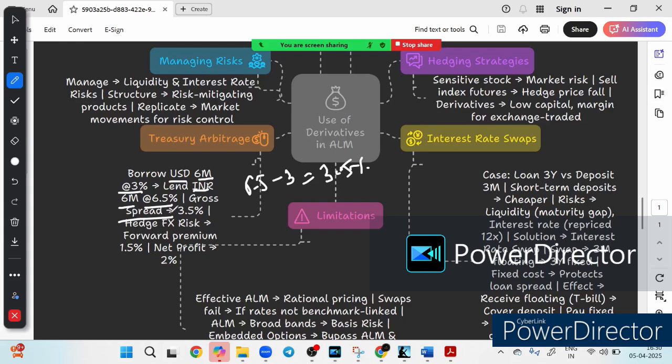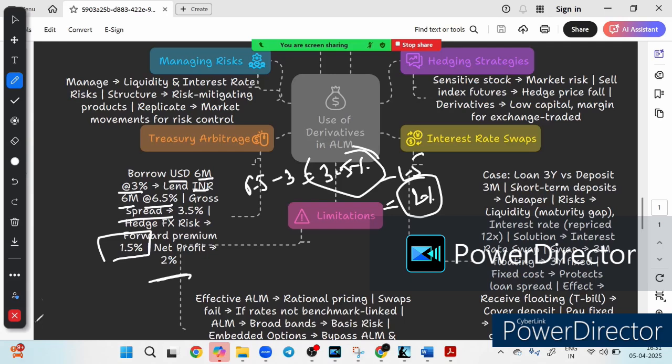After hedging foreign exchange risk, which is the premium, which is 1.5%, the net profit is just 2%, because this is the spread, this is the ultimate profit. But there is some premium they have to pay, and that premium almost amounts to 1.5%. So we have to deduct this premium from the spread, and finally the net profit is just 2%. So you should know how to calculate the arbitrage, how to calculate the spread, how to calculate the net profit, because some numerical based questions may be asked.